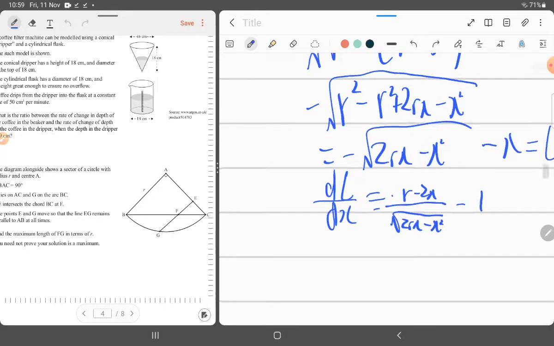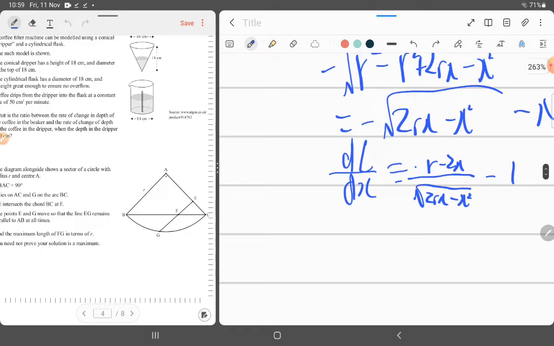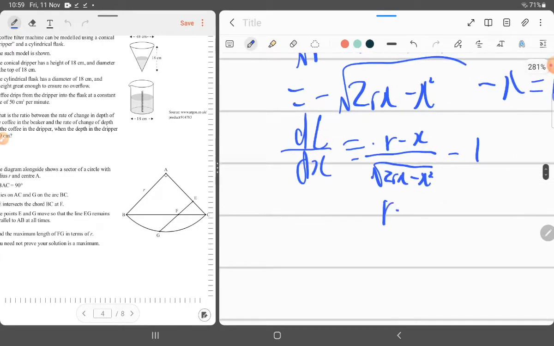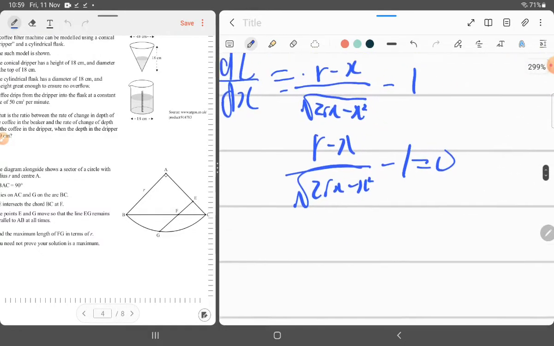No, but it cancels out. It does not actually matter. Actually, the 2x also cancels out. I think so. Minus x over square root of 2rx minus x squared is equal to 0.